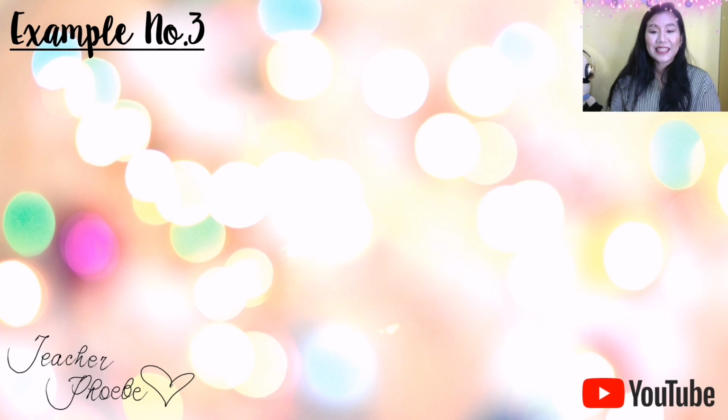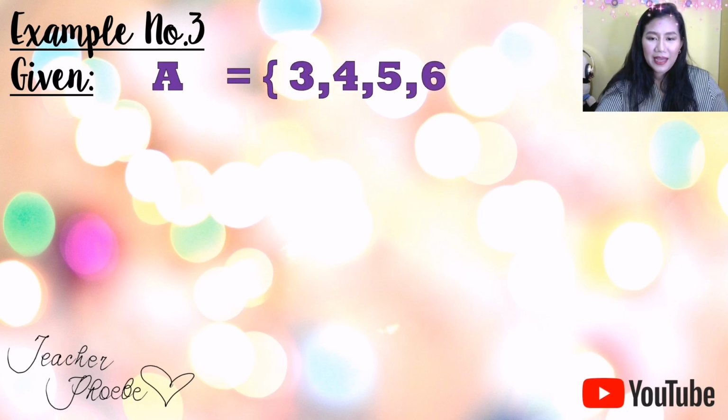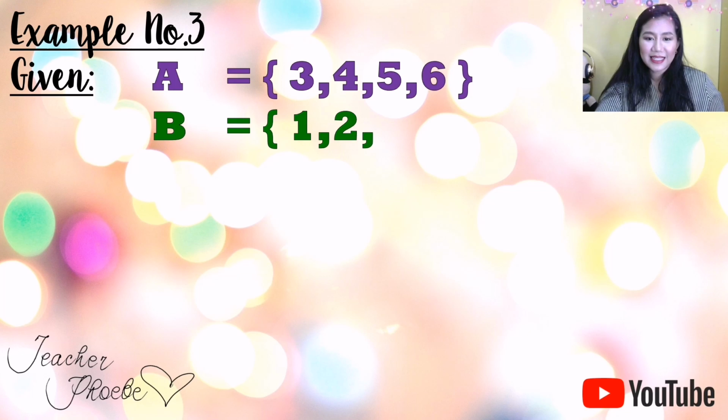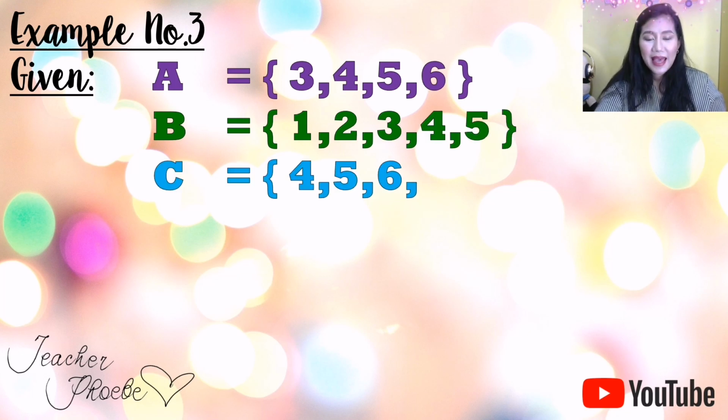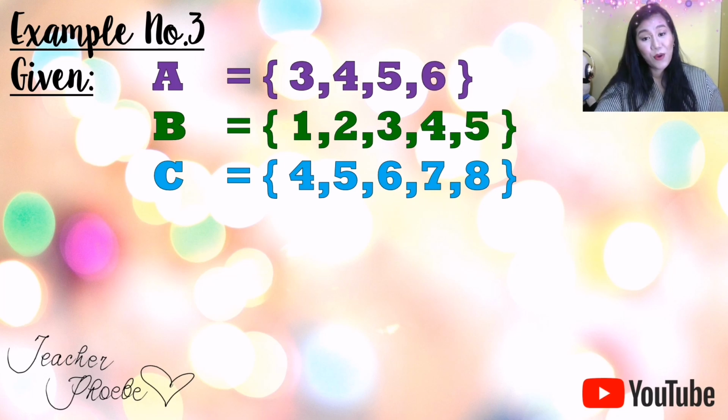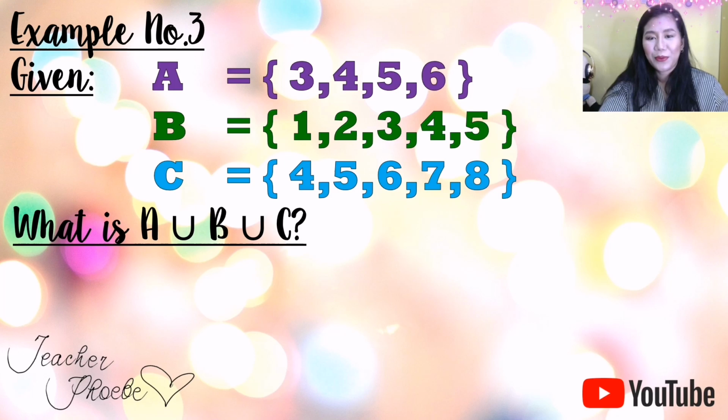So let's have example number 3, our last example. Given set A is the set of 3, 4, 5, 6. Set B is the set of 1, 2, 3, 4, 5. And set C has the elements 4, 5, 6, 7, 8. Okay? Now, what is the union of A, B, and C?